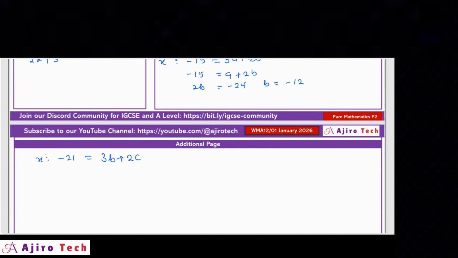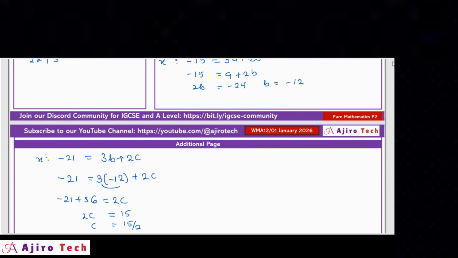So we already have our b to be negative 12. So this is minus 21 equals 3 into minus 12, plus 2c. So this is going to be minus 21 plus, because this is going to be negative 36, it comes here and becomes plus, equals 2c. So 2c equals 15, then c equals 15 over 2.